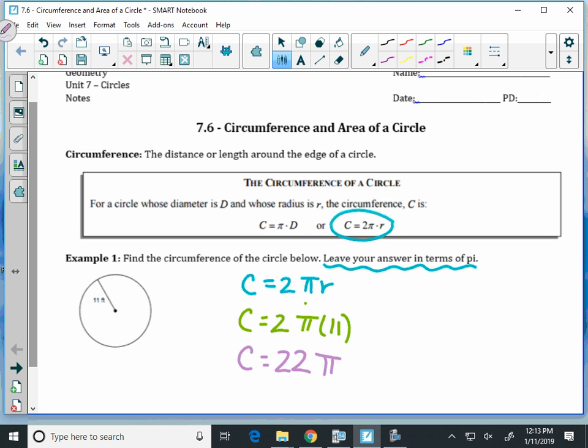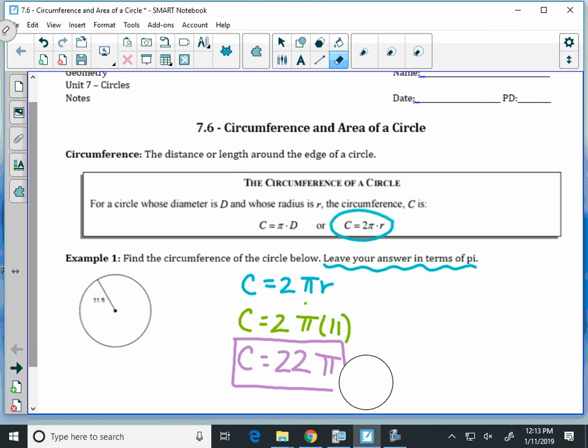Okay? What is pi? It's representing a number. What's a rounded number? 3.14. Okay? But because it's a special type of number, we've created a symbol to represent it, so you just leave it written as pi. So the circumference, I forgot to label, the circumference of this is 22 pi feet.